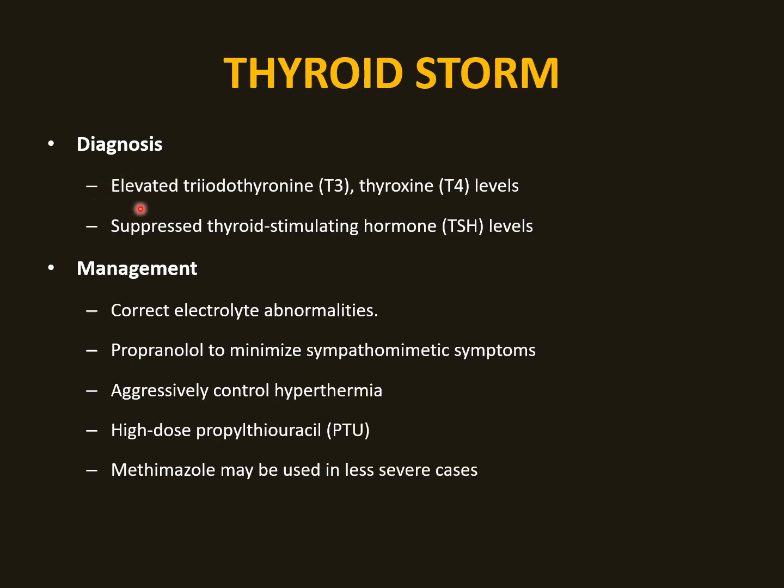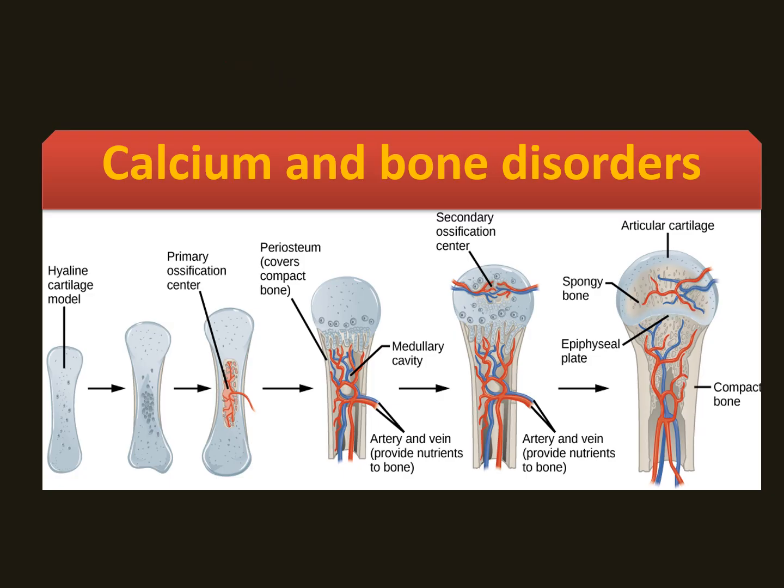Diagnosis of thyroid storm is elevated T3 and T4, suppressed TSH. The treatment: correct the electrolyte abnormalities, propranolol or anti-adrenergic to control the sympathomimetic symptoms, aggressive control of fever and hyperthermia, and high dose of propylthiouracil, PTU. In this case, PTU will be preferred because of a faster action over methimazole. Methimazole can be used in less severe cases.